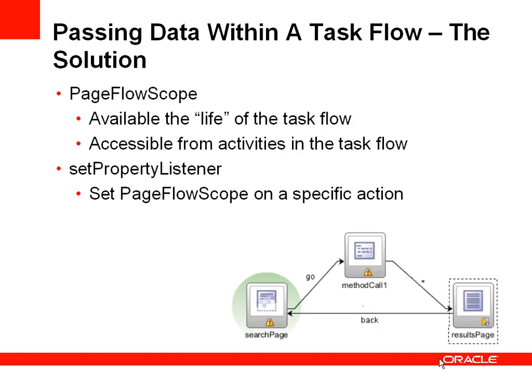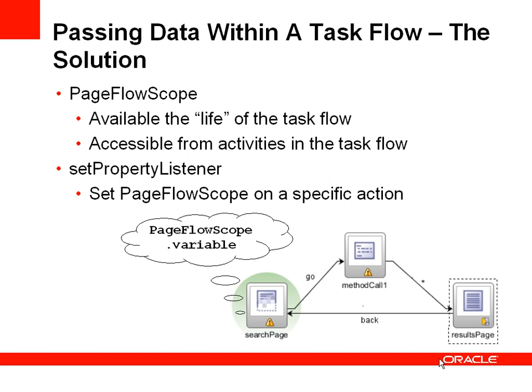Well, we can use something called page flow scope. Page flow scope is a piece of memory that's available for the life of the task flow and can be accessed by the elements within the task flow. We use something called a set property listener, which will set the value of the page flow scope depending on some action. For example, a button being pressed on the search page will set up the page flow scope.